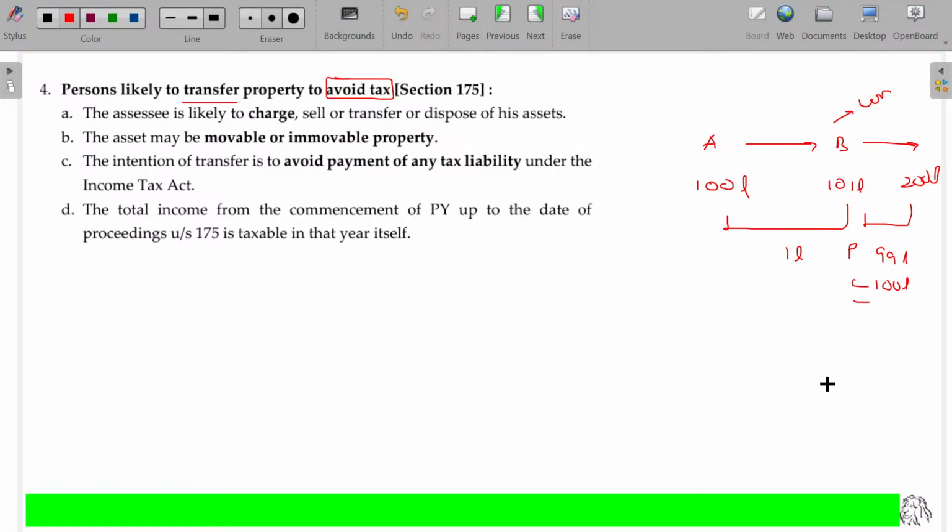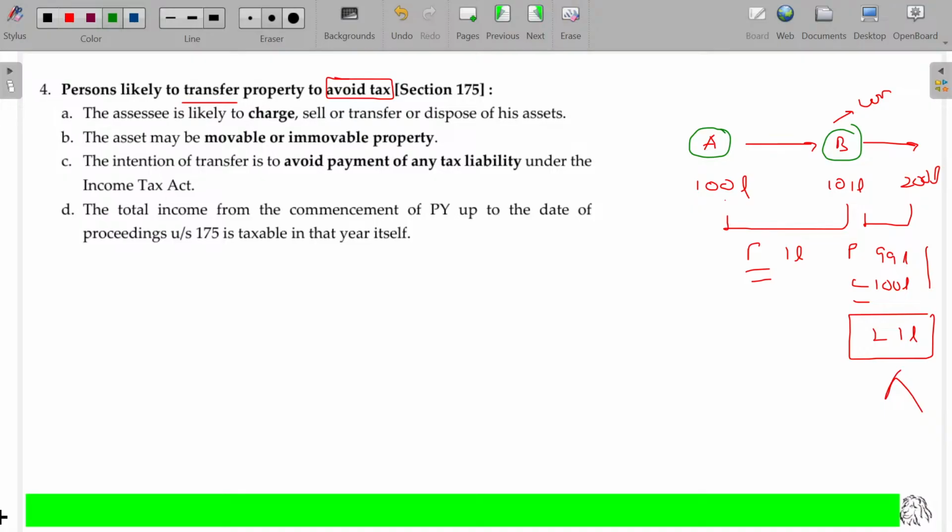B says, sir, 99 lakhs profit. Already I have 100 lakhs loss. If I combine these two, my net effect is only 1 lakh rupees loss. So I will not pay the tax. A says I purchased it for 100, I sold it for 101 lakhs, so I get a profit of rupees 1 lakh. But in detailed scrutiny, we came to know this is Mukesh Ambani, this is Anil Ambani.